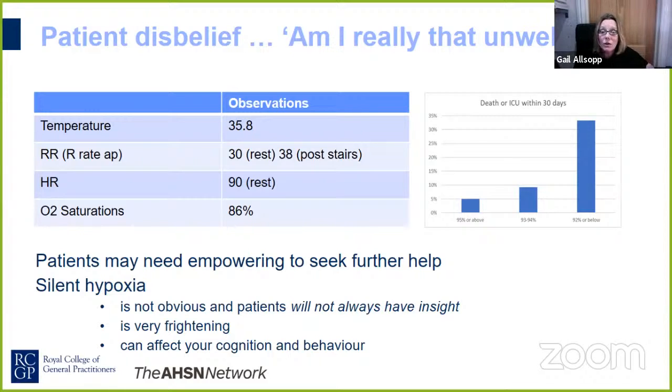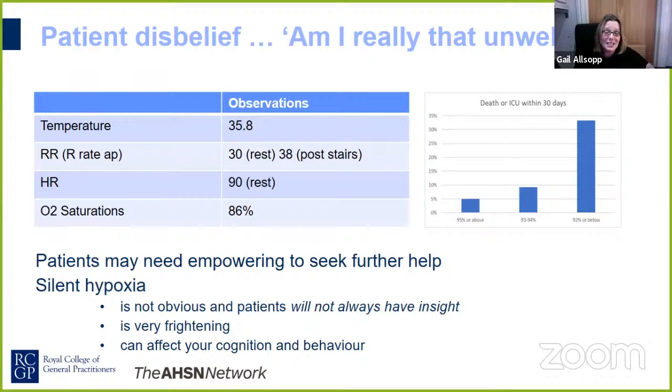And of course, we now know that if your oxygen level is below 92%, you have almost a 1 in 3 chance of being admitted to ITU and subsequent potential death as well. So I was clearly very unwell, but had no idea. And reflecting on my experience when I was sitting in a hospital ward, one of the things that I realised was that I absolutely needed empowering to go to hospital.